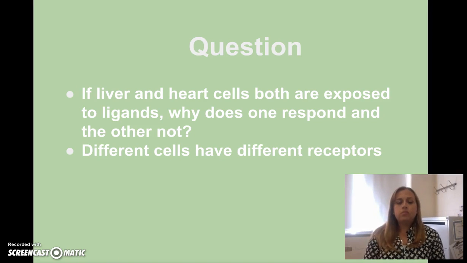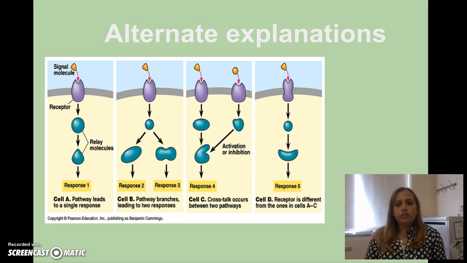A question I want to take a look at is, if you're looking at two different kinds of cells, let's say a liver and a heart cell, and both are exposed to ligands or these signal molecules, one might respond and the other might not. Why is that? One really simple reason could be that different cells have different receptors, but we also have some alternative explanations. Here we have cell A, and the signal molecule is attaching to the receptor. You're activating these relay molecules and you get a certain cellular response.